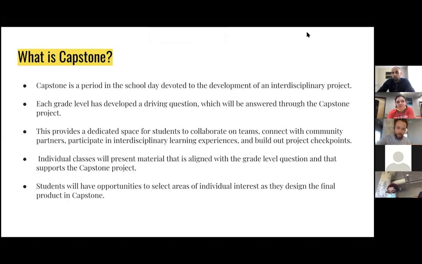As a result of this, there's going to be this dedicated time of the day where you can collaborate with each other, you can connect with community partners. There's all kinds of different interdisciplinary learning experiences where some of your classes, the ideas can meet together and mix, and you can make new connections and build out your project checkpoints. What that means is that in your individual classes, you're not going to have separate projects. There's going to be one project, but all of your different classes are going to present material that lines up with that grade level question and it supports the capstone project.